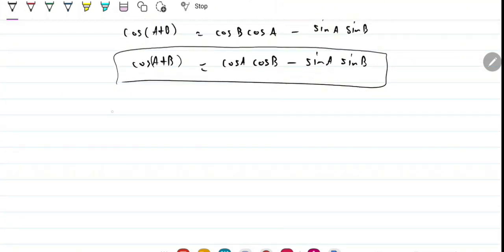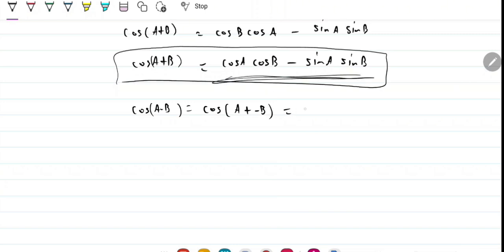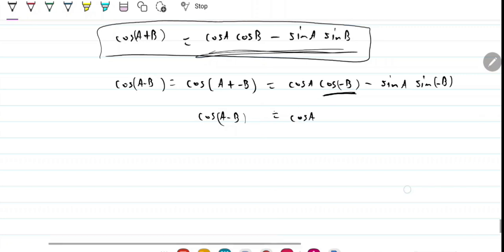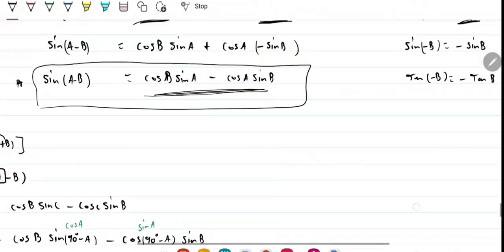So what do we have to find next? Cos of A minus B. Right? The cos of A minus B. And we're going to use the same logic as we did earlier. The cos of A minus B is the same as the cos of A plus negative B. Right? So in this expansion, I'm just going to replace that B with minus B. So the cos of A minus B is equal to the cos of A times the cos of minus B. Well, we know that the cos of minus B is still going to be the cos of B, right?